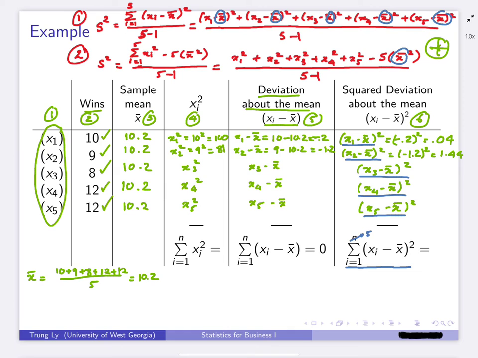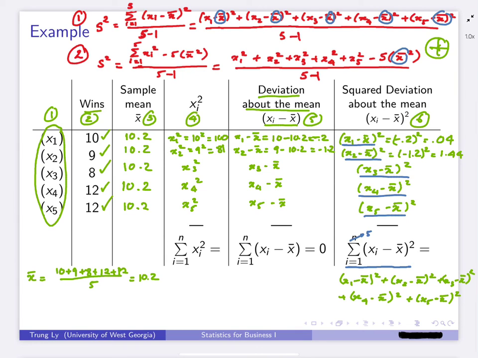Right? In other words, you're going to get x1 minus x bar all square plus x2 minus x bar all square plus x3 minus x bar all square plus x4 minus x bar all square plus x5 minus x bar all square.